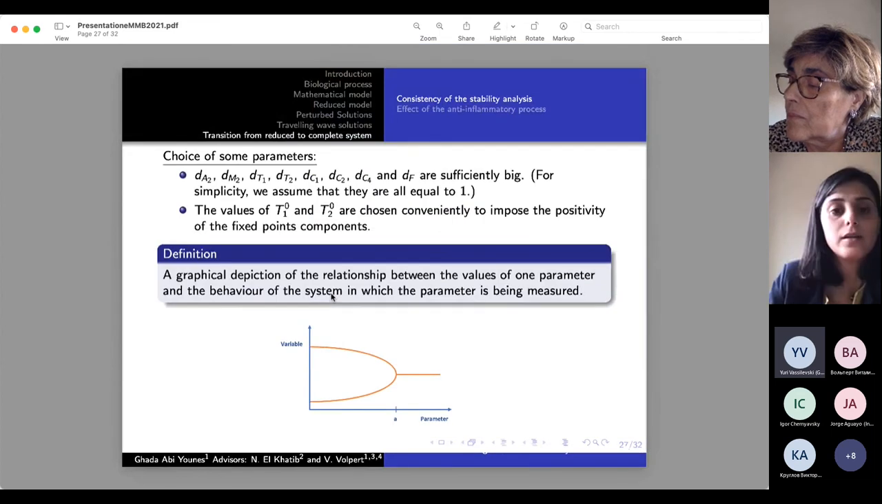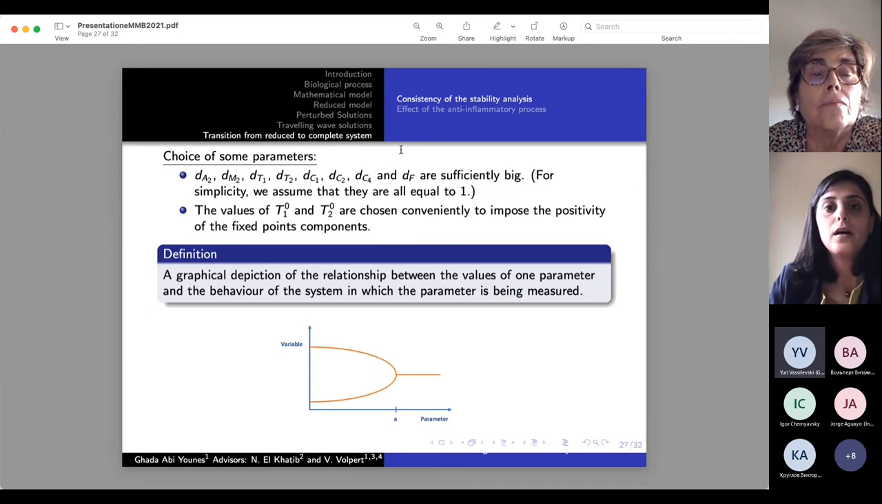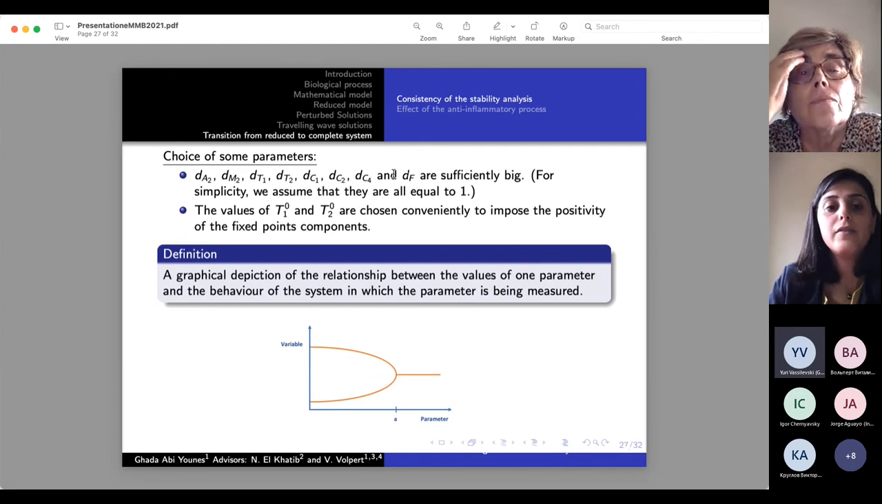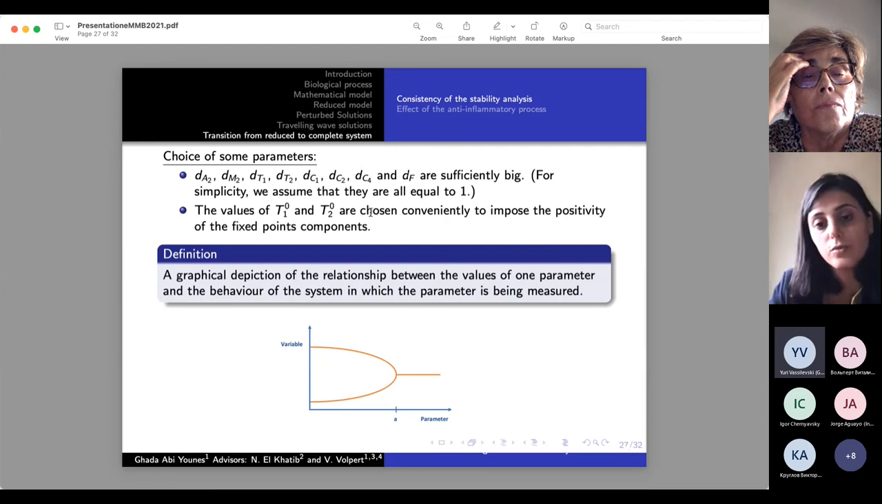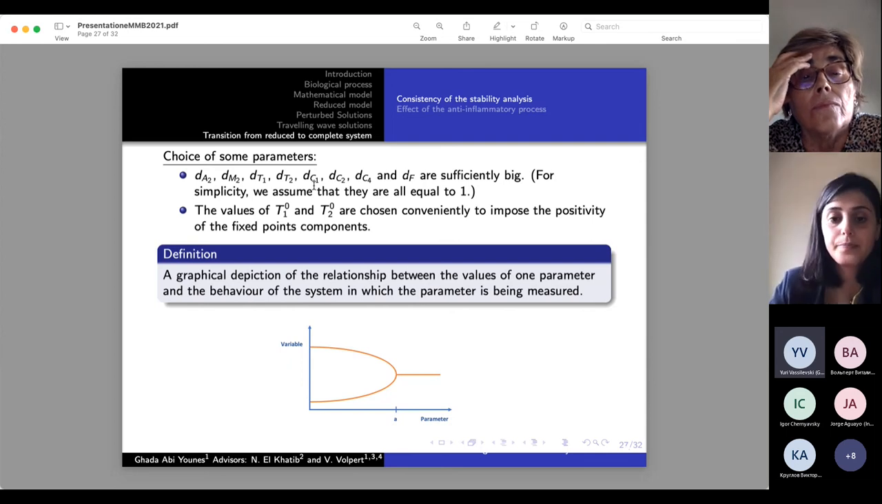And finally, I will be talking about the transition from the reduced to the complete system. In fact, when we have a particular choice of some parameters, we noticed that the fixed points of the complete model verify the classification shown in the table that I showed you earlier for the reduced model. So, in other words, there is a rigorous consistency in the study of the fixed point existence and stability between the reduced model and the complete model, but for a certain range of parameters.